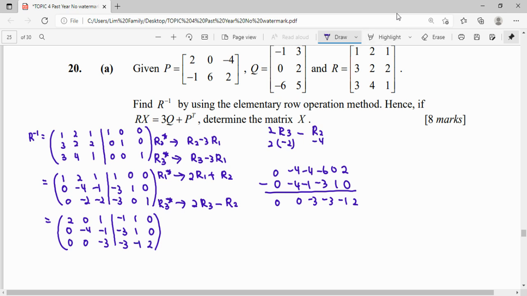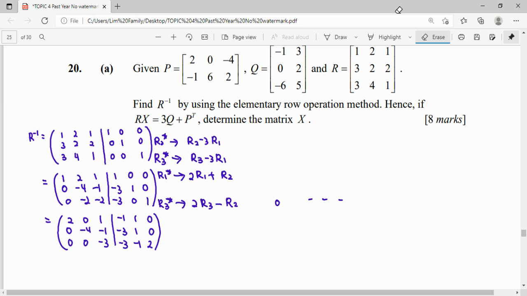Then we continue for column 3. I am going to achieve all the 0s, and then I will achieve the diagonal values of 1 in order to make the left-hand side become an identity matrix.